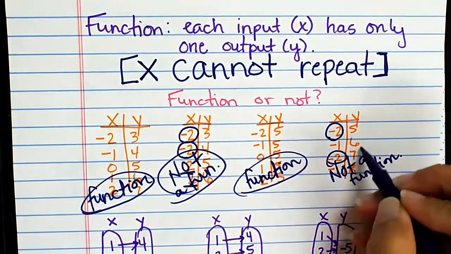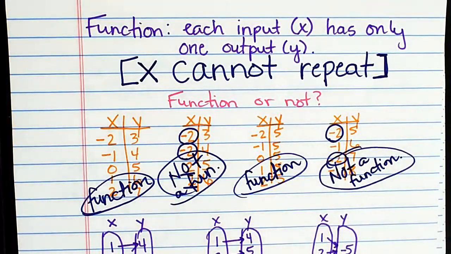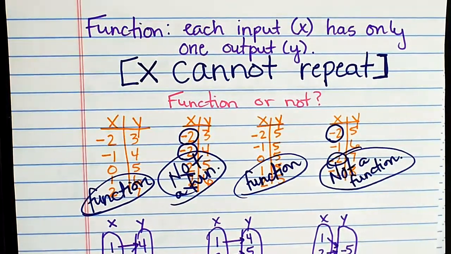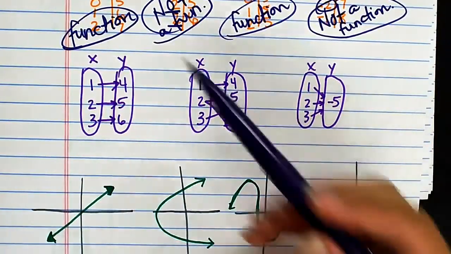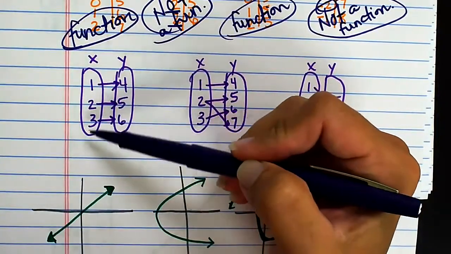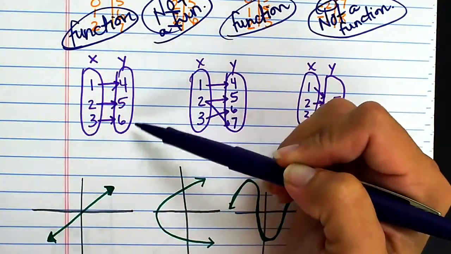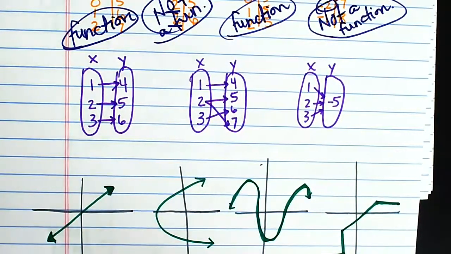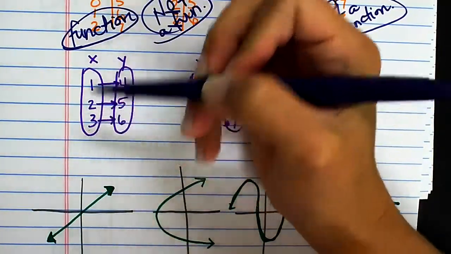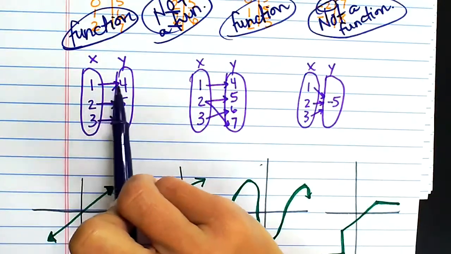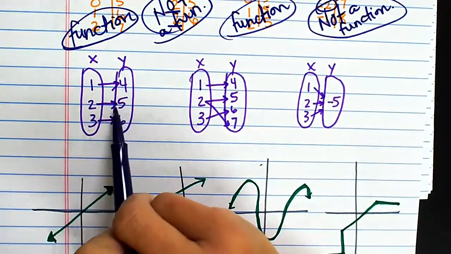Okay, so with the table, simply focus on the x column, make sure that x does not repeat. Same concept here with a mapping diagram, where the x's are listed in the left circle and the y's are listed in the right circle. Now in a mapping diagram, we wouldn't list the number twice. What would happen is more than one arrow would be coming off the number to show that it's paired with more than one output. So we're not just looking, does the number repeat? Because it's not going to repeat. We're looking, is each number paired with only one output?